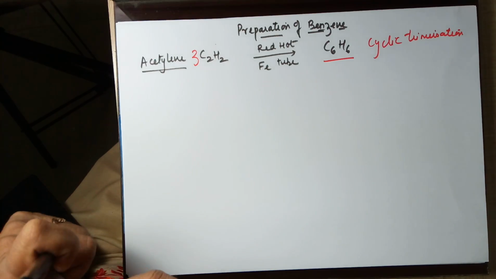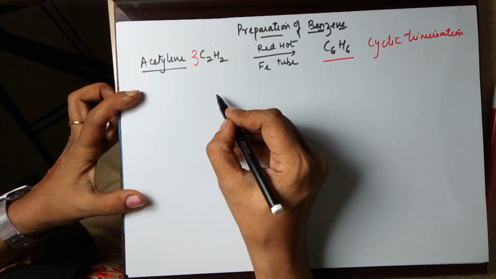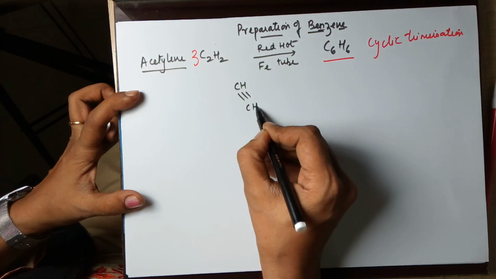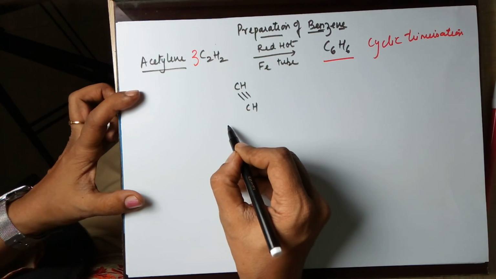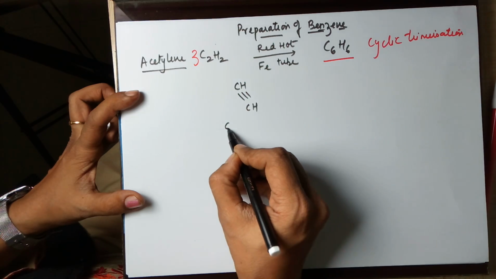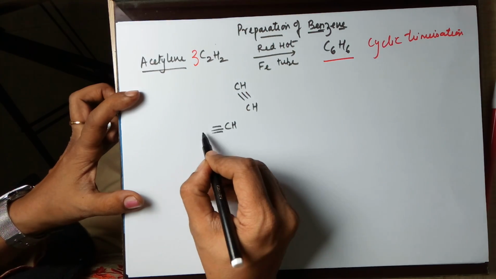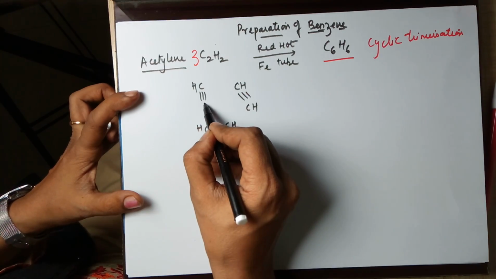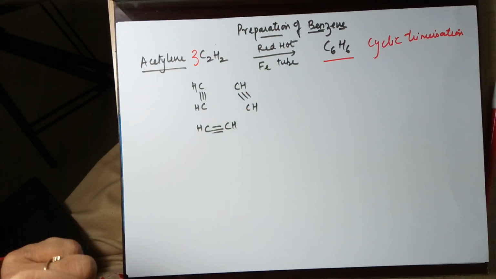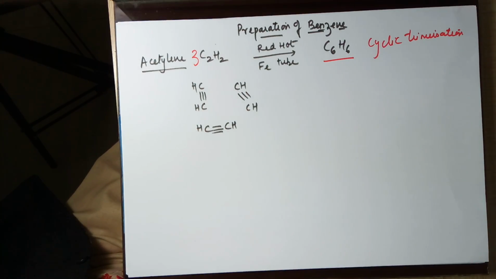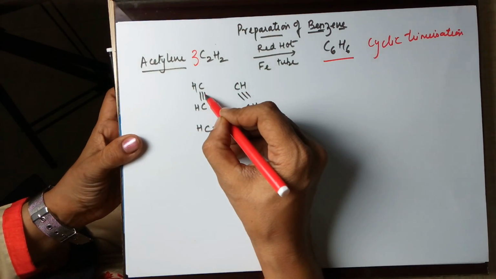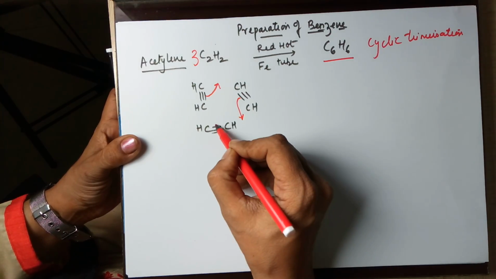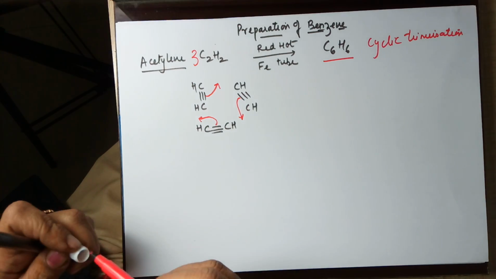Let me explain the process. Three molecules of acetylene: 1, 2, 3. These three molecules undergo cyclic trimerization. The pi bond breaks and forms a bond here. This pi bond breaks and forms a bond here. This pi bond breaks and forms a bond here.